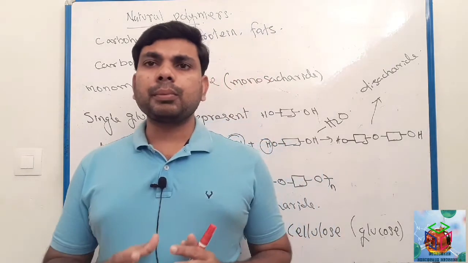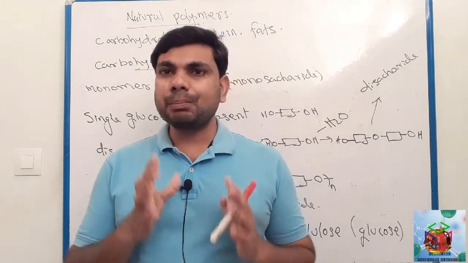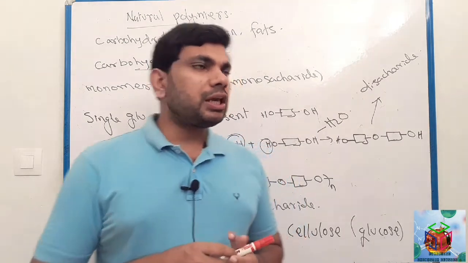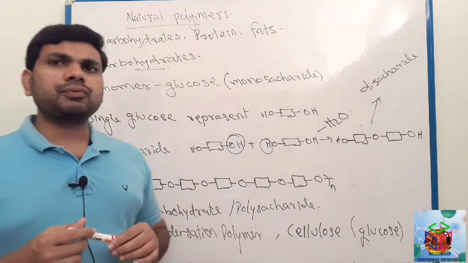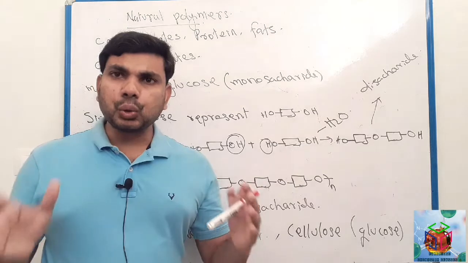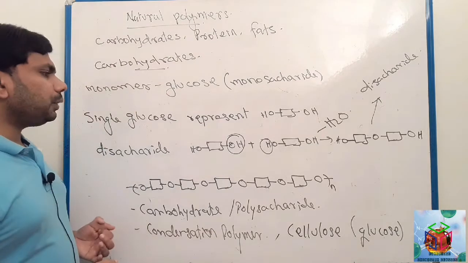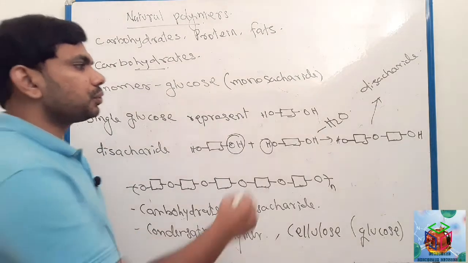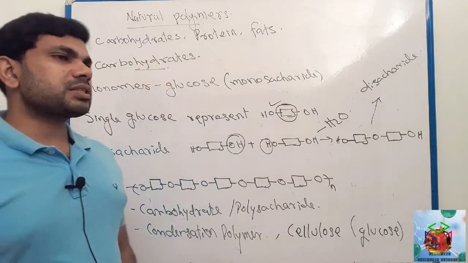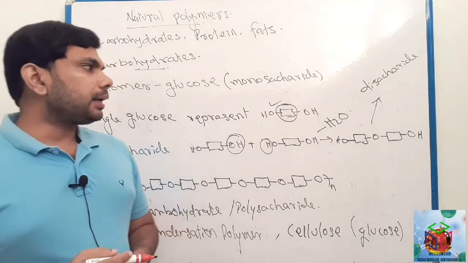The monomer, the basic building unit of carbohydrate, is glucose. The simplest unit of carbohydrate is glucose. You can see here the structure of glucose, which contains alcohol groups. We can represent the structure of glucose like this: this box represents the hydrocarbon, and on each side there is OH.